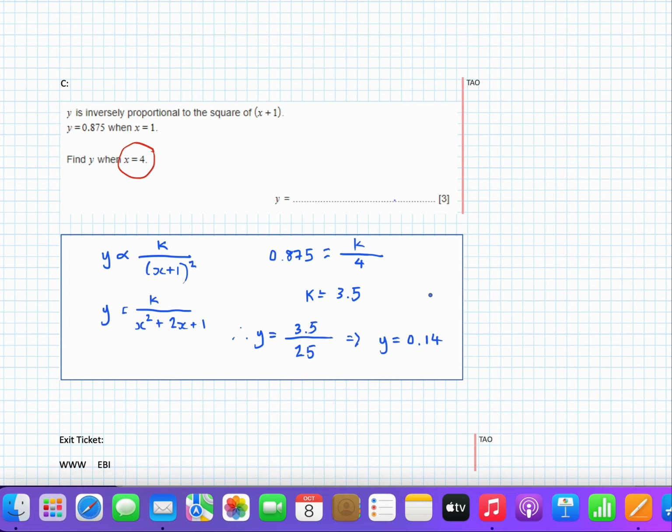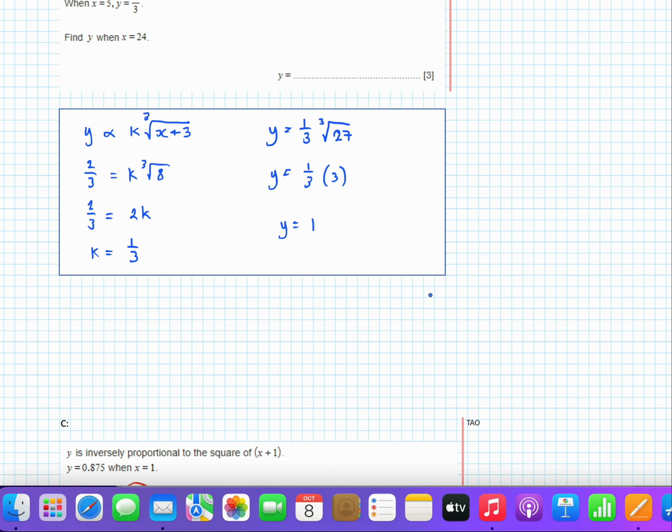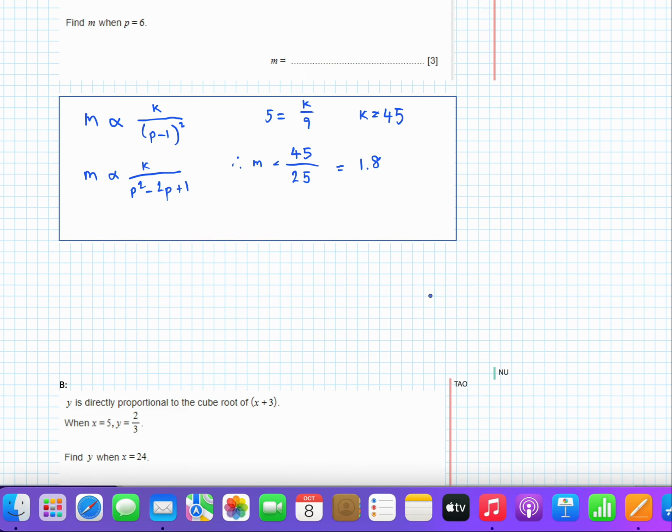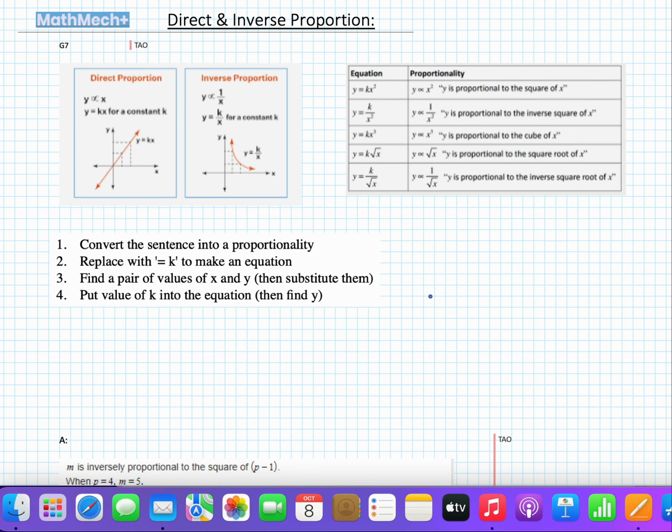And they were 3 typical questions for GCSE on direct and inverse proportion. And keep an eye on the table here that shows you the equation and proportionality relationship. So when you're doing these questions, you can just check back and forth on it to make sure that you're following the right steps and substituting in at the right time.